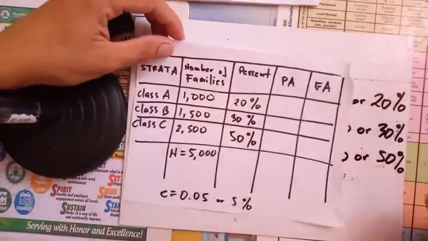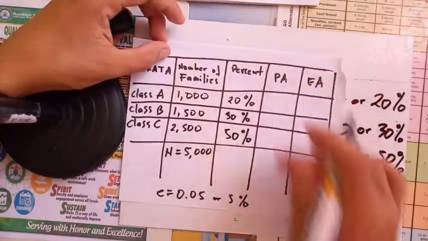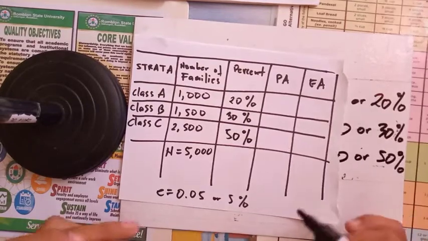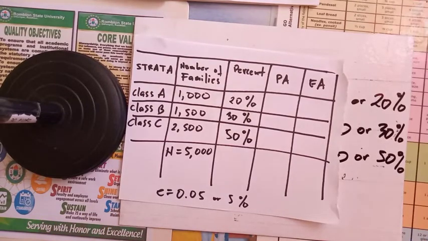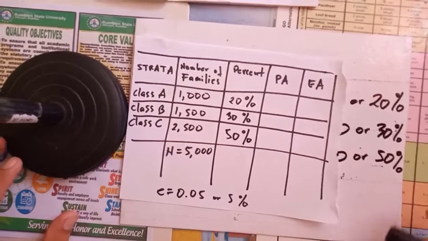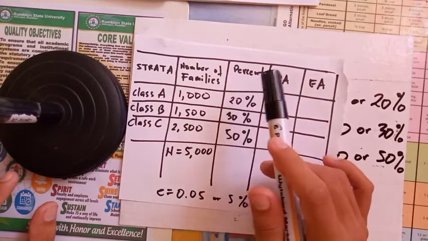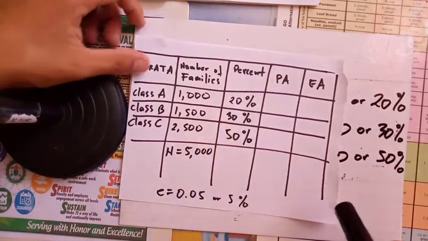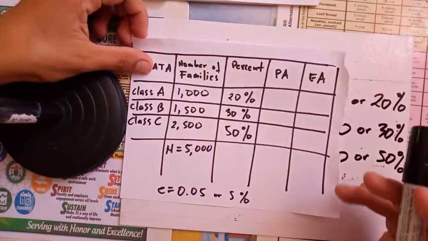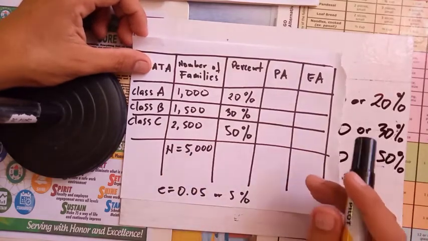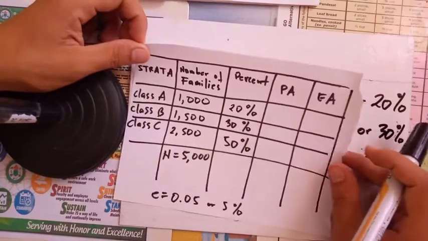And now for our third column, that would be the proportional allocation. How can we get the proportional allocation? In getting the proportional allocation, what we have to do is multiply the percent times the sample size. So in multiplying, we have to get first the sample size of this example. So how can we get the sample size of this example?